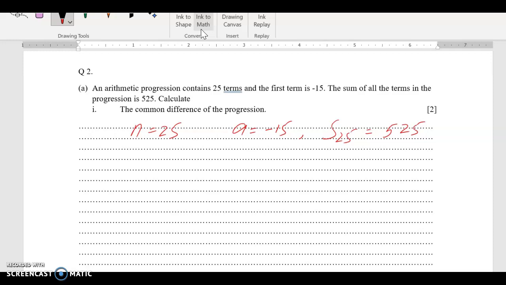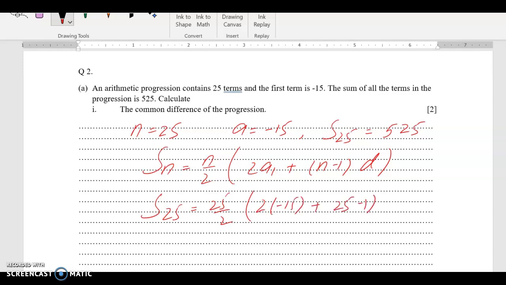So we can use the sum formula since we have been given a sum. So n by 2 times 2a1 plus n minus 1 times the difference. So that means S25 is equal to 25 by 2, 2 times minus 15 plus 25 minus 1 times the difference.